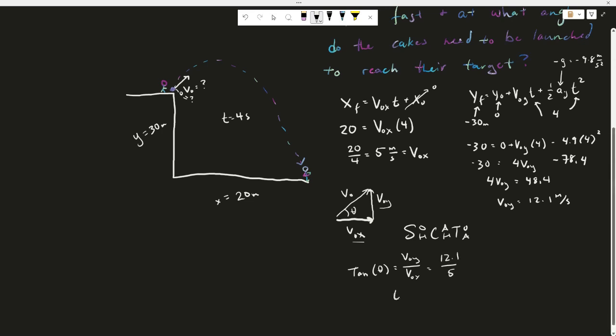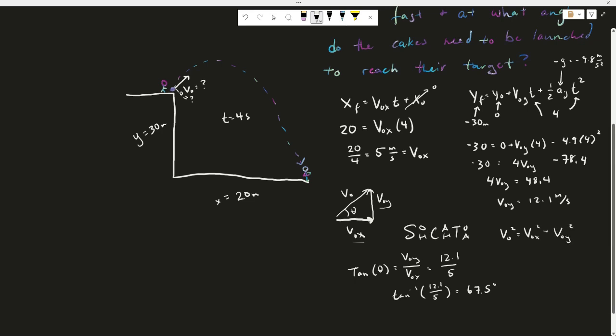So I can do the inverse tangent of 12.1 divided by 5. And that will give me the angle, which is 67.5 degrees. Now, in order to find the magnitude of the vector, I would have to take the two components and use the Pythagorean theorem. So v naught squared is equal to v naught x squared plus v naught y squared.